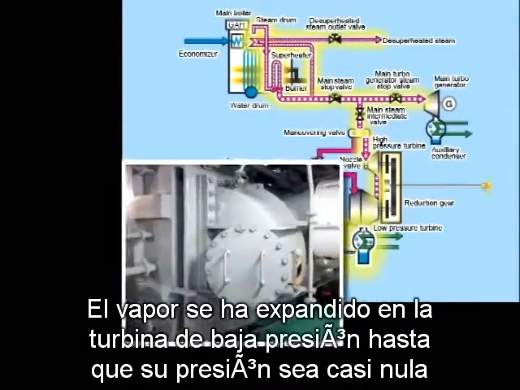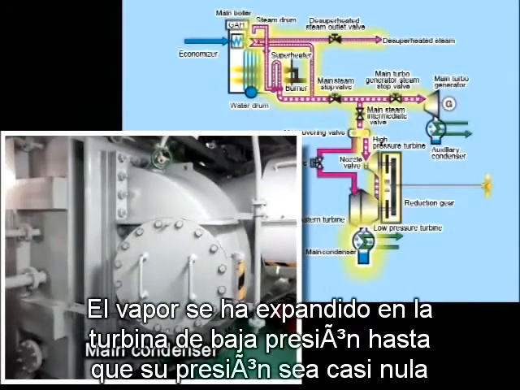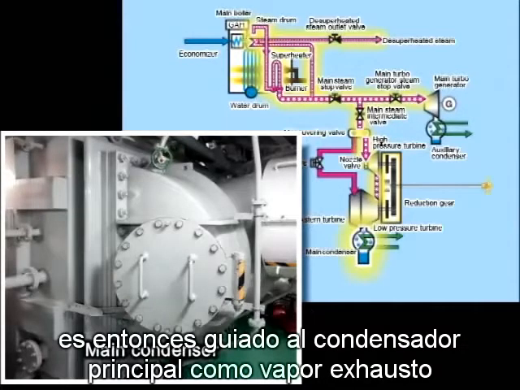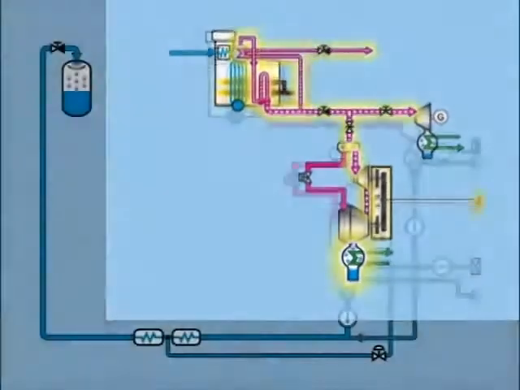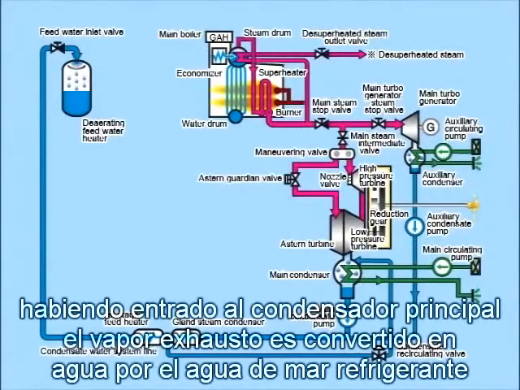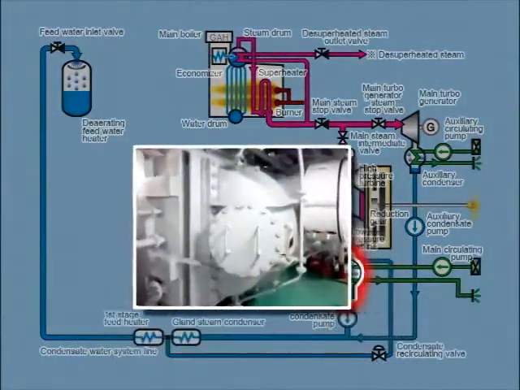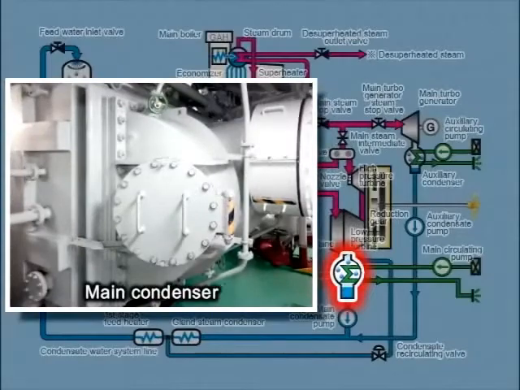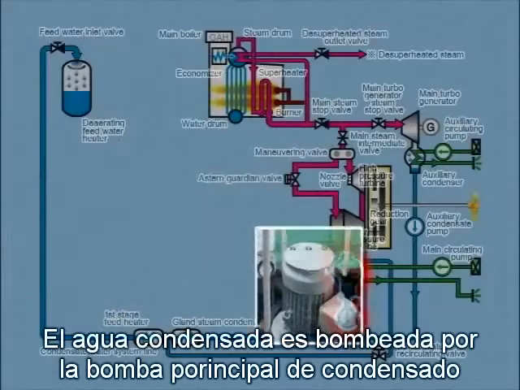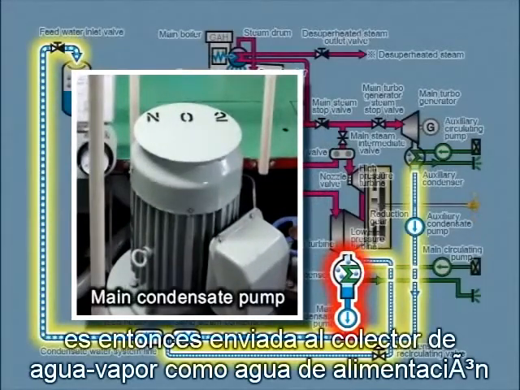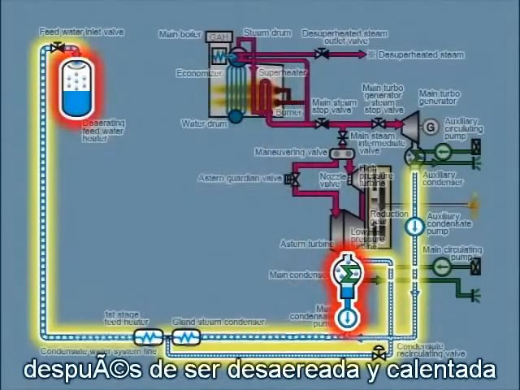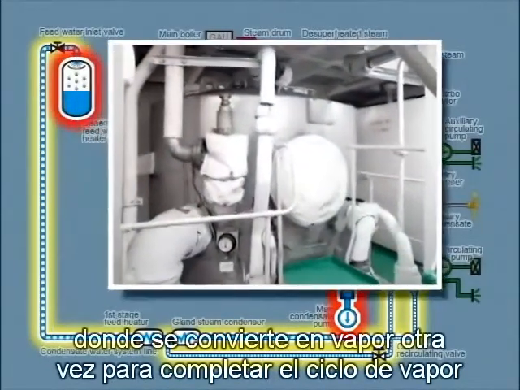The steam that has expanded in the low-pressure turbine until its pressure is almost lost is then guided into the main condenser as exhaust steam. Having entered the main condenser, the exhaust steam is turned into water by cooling seawater. This water is called condensate water. The condensate water is pumped out by the main condensate pump. It's then sent to the boiler steam drum as feed water after being deaerated and heated, where it turns into steam again to complete the steam cycle.